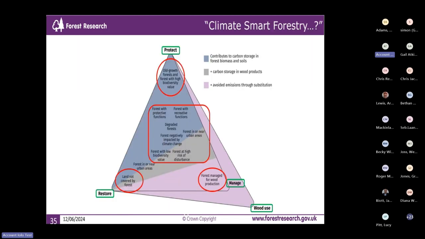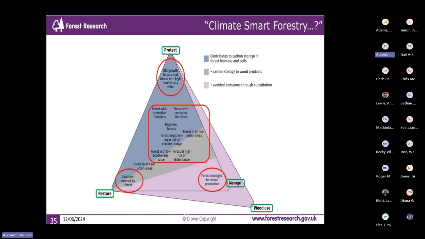Then there's the holy grail of so-called climate smart forestry. Well, what does that mean? The European Forest Institute have published a report about the potential for European forests to sequester carbon or avoid emissions through use of harvested wood. If you go onto the European Forest Institute website, I'm sure you can find the report. But the authors who produced that report tried to summarize what climate smart forestry might look like with, wait for it, a four-cornered triangle. So you've got four corners.